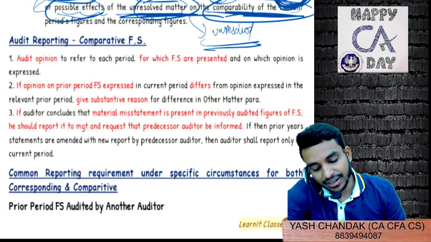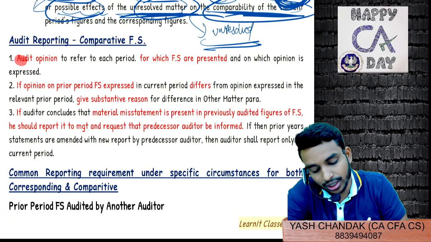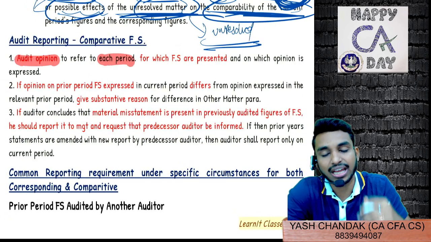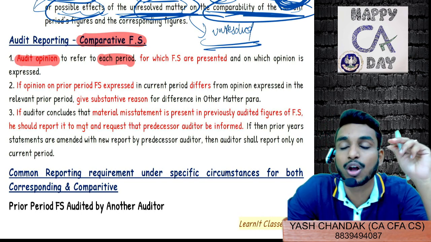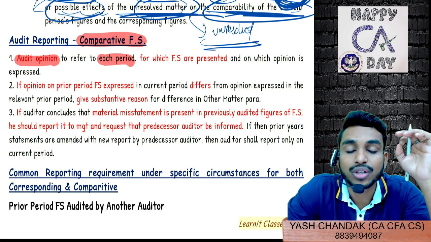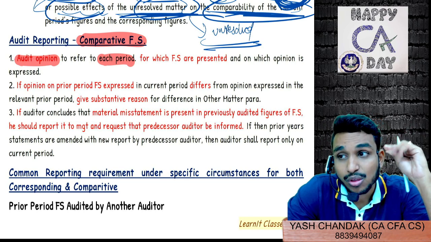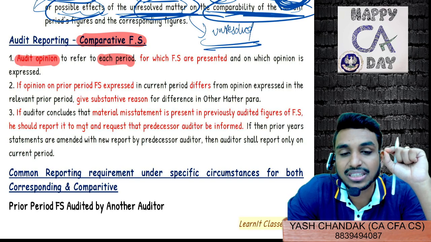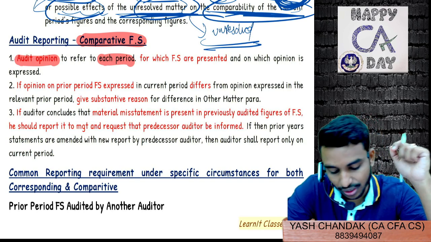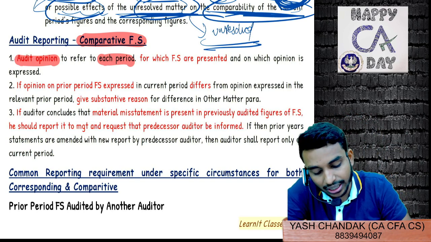So see now comparative financial statement में auditors की reporting क्या होगी? Auditor opinion to refer to each period, right? I told you in the case of comparative FS, not corresponding figure. We have now started comparative FS. So you have to refer to each period of FS that you are disclosing. So whatever financial statement that you are saying, you have to disclose the same or give your opinion.